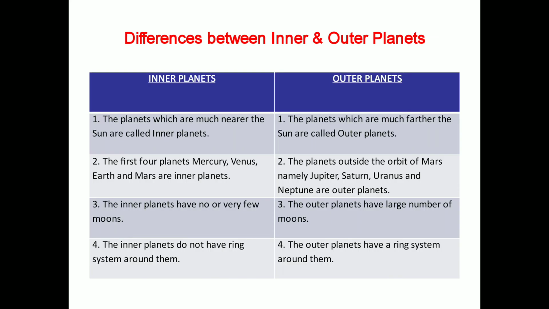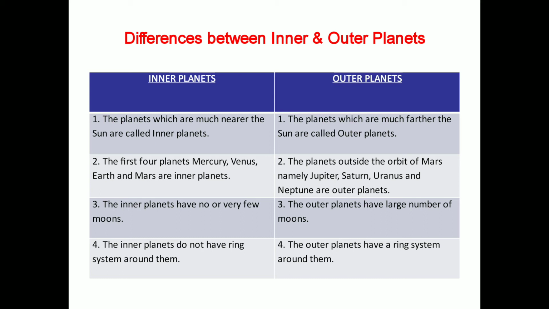Now let us have a look at the differences between inner planets and outer planets. The planets which are much nearer the sun are called inner planets, whereas the planets which are much farther from the sun are called outer planets. The first four planets, Mercury, Venus, Earth, and Mars, are inner planets. The planets outside the orbit of Mars, namely Jupiter, Saturn, Uranus, and Neptune, are the outer planets.